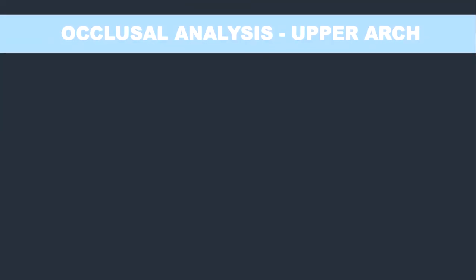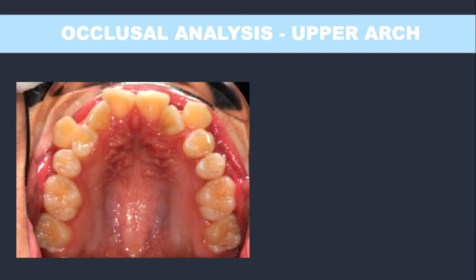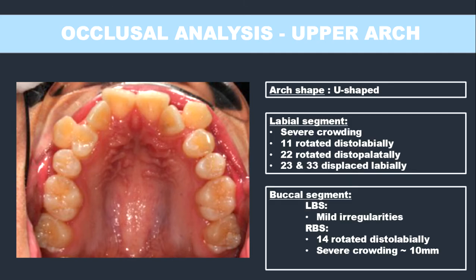For occlusal analysis, this is the picture of the upper arch of the patient. This patient seems to have a U-shaped arch, and for the labial segment, I can observe that this patient has severe crowding of around 10 mm, especially at 11, 22, 23, and 13. 11 is rotated distolabially, 22 rotated distopalatally, and 23 and 13 seem to be displaced labially.